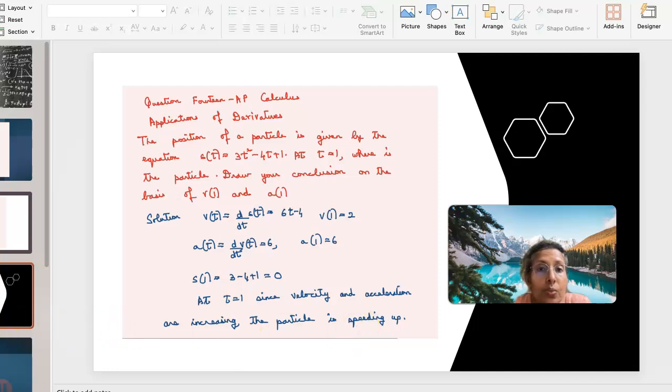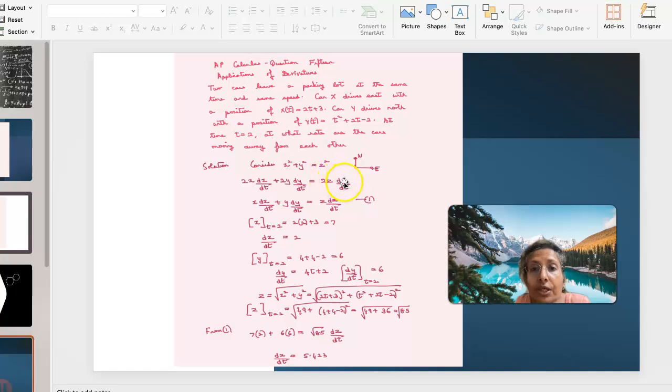The next question will be question 15. This is a rather lengthy question. Two cars leave a parking lot at the same time and same speed. Car X drives east with a position of x(t) equal to 2t plus 3. Car Y drives north with a position of y(t) equal to t squared plus 2t minus 2. At time t equal to 2, at what rate are the cars moving away from each other?